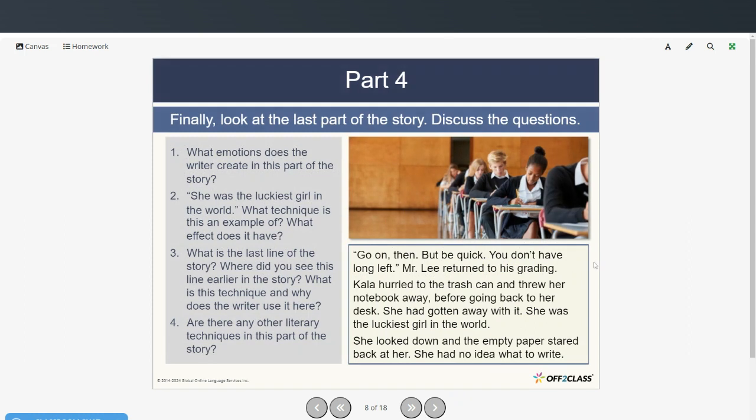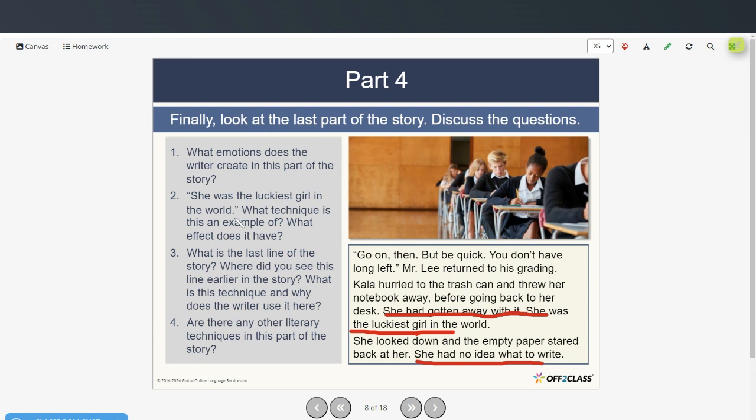All right, and now we're going to look at the last part of the story and discuss the questions. So what emotions does a writer create in this part of the story? Well, here there's sort of relief when she says she'd gotten away with it and she was the luckiest girl in the world. But there is probably still the original feeling of desperation or despair because she still has no idea what to write.